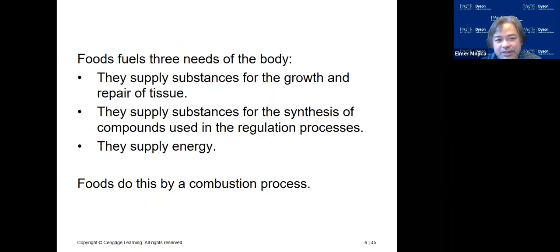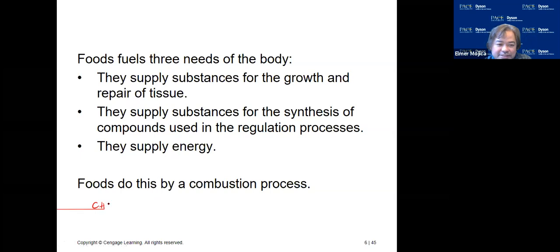Okay, so the last stuff that we have here, the fuels that we need in our body. Usually they supply substances for the growth and repair of the tissue. They supply substances for the synthesis of the compounds used in the regulation processes. And then they supply energy. So whenever we eat food, what happens? The food that we eat reacts with the oxygen. So since it reacts with the oxygen, we have a combustion process.